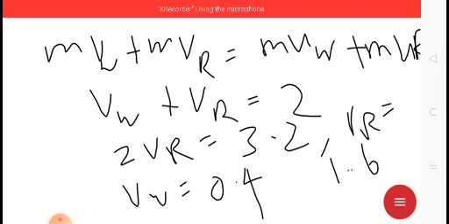The positive value means the original assumption of your direction is correct. So after the collision, both move in the original direction of the white ball, with the red ball at 1.6 and the white ball moving with a speed of 0.4. So all move to the right-hand side. Right, so this is for question 5.